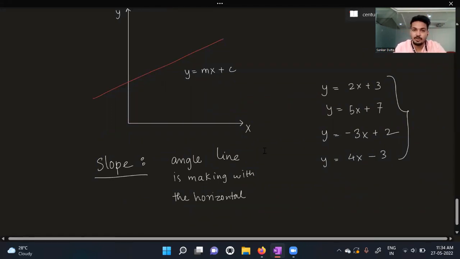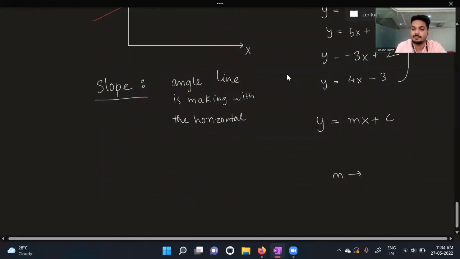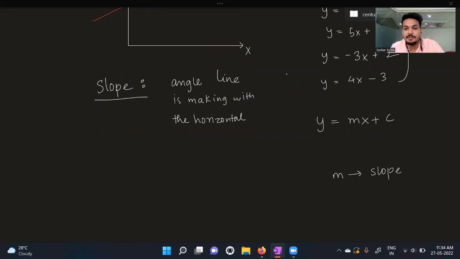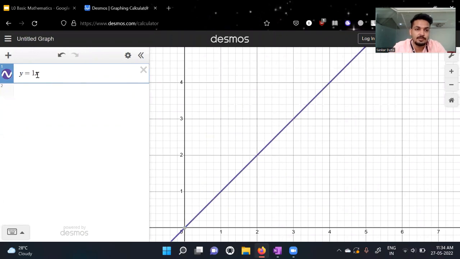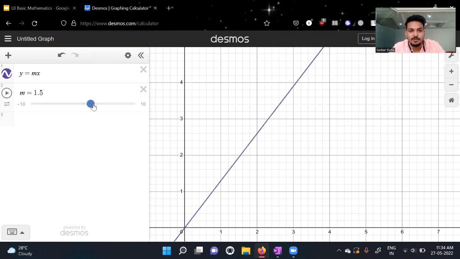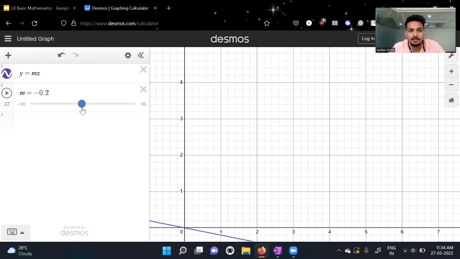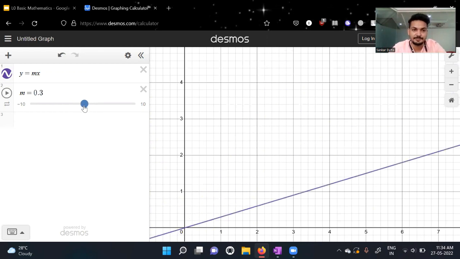So in this equation, y equals mx plus c, m represents what? The slope. Instead of having a bunch of equations, I can remove everything else and write y equals mx and put a slider on it. When I move this slider, you can see how decreasing the value makes the line go down, and increasing the m value makes it go up. Tell me if you understand.